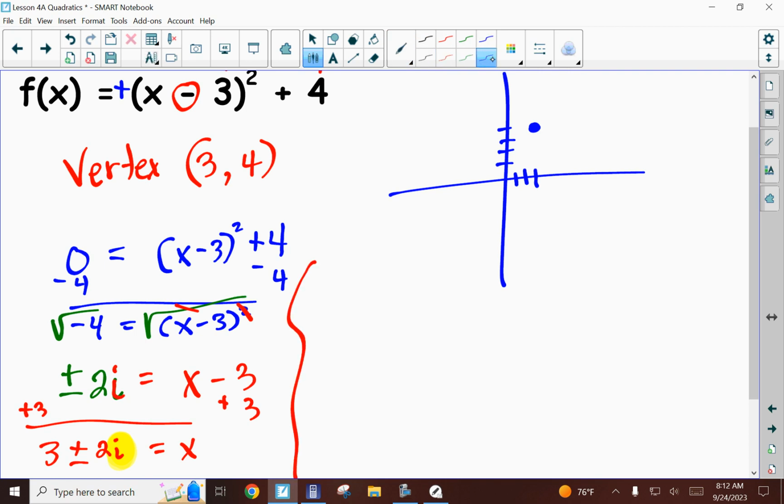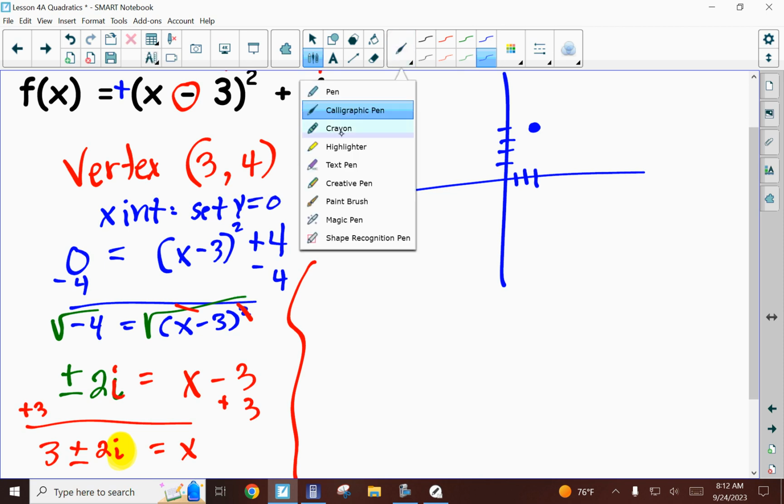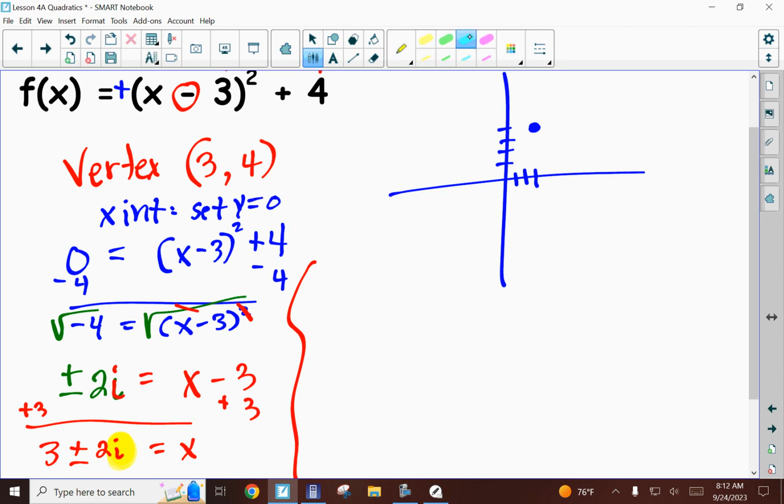So if you wanted to find the x-intercept, the x-intercepts are found by setting y equal to 0. And I'm going to highlight that. That's going to be important because not every question is going to have an i like this one did. And if you wanted to find the y-intercept, you just set x equal to 0 and solve.